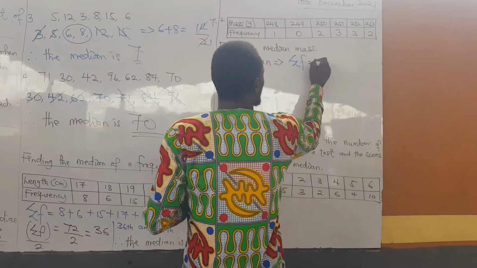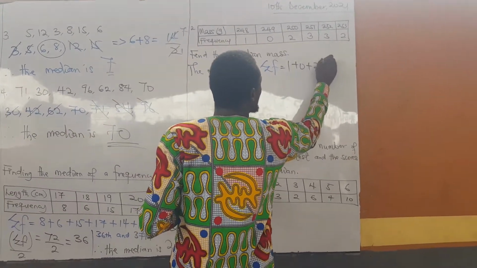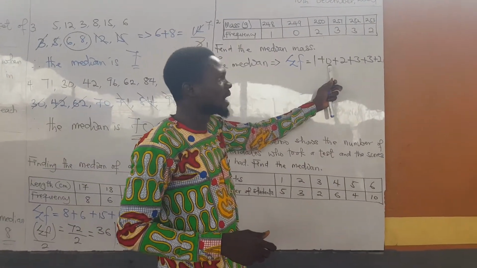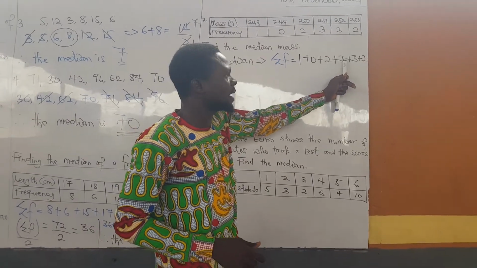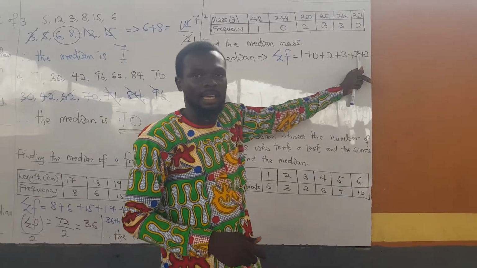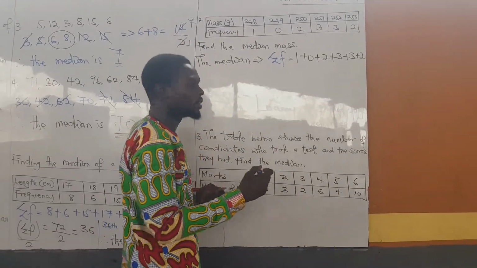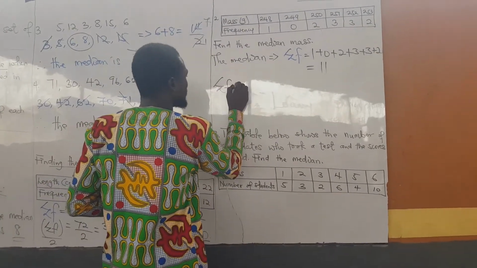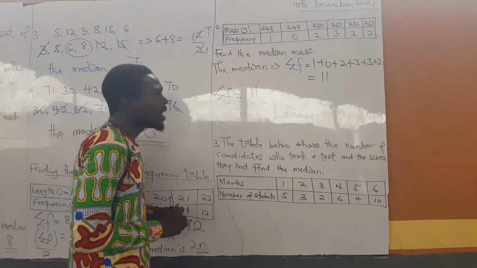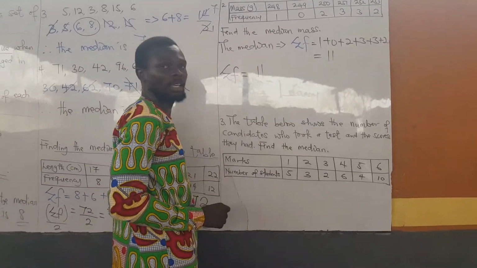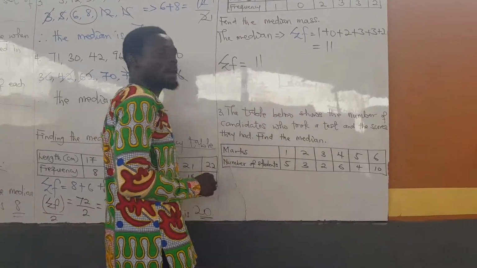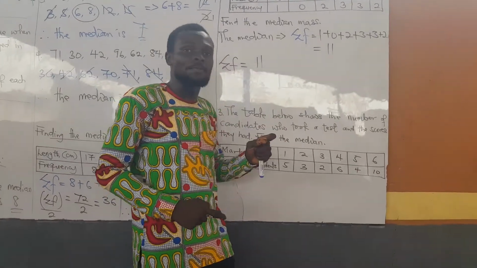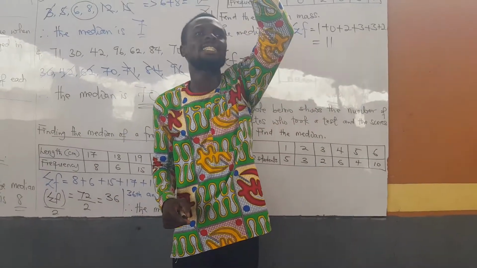So the sum of the frequency will give you the sigma f. This is equal to 1 plus 0 plus 2 plus 3 plus 3 plus 2. This plus this is 1. This will give us 3. 3 plus 3 is 6. 6 plus 3 is 9. 9 plus 2 is 11. So sigma f is equal to 11. Now when you look at our sigma f here, you ask, is this sigma f even or odd? The sigma f is an odd number.